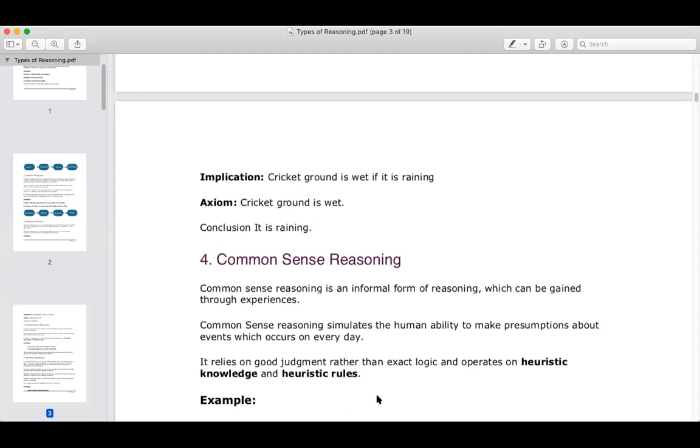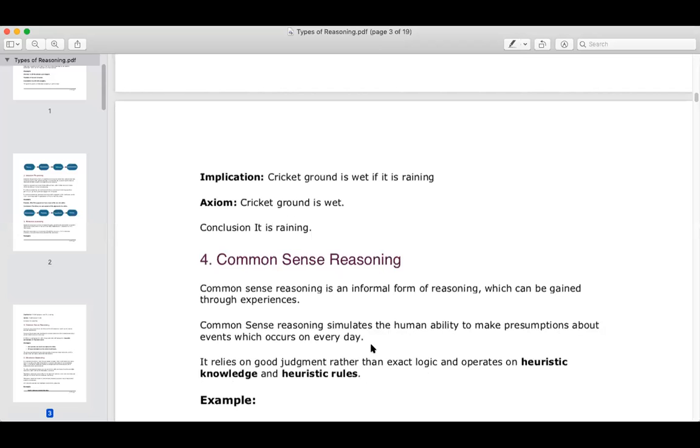Common sense देखो. It simulates the human ability जैसा human being common sense का use करता है. ठीक है? देखो अभी कितना कॉमन सेंस यूज करते हैं. हमको बाहर जाने को नहीं बोला तो भी हम बाहर जाते हैं. क्यों? कॉमन सेंस यूज करते हैं हम हमारा कि भाई कोरोना दिखता कैसा है वो देखने जाते हैं. बराबर? Anyway, so which can be gained through experiences. So common sense simulates the human ability to make presumptions about events which occur on every day. Okay, so it relies on good judgment rather than exact logic and operates on heuristic knowledge and heuristic rules.